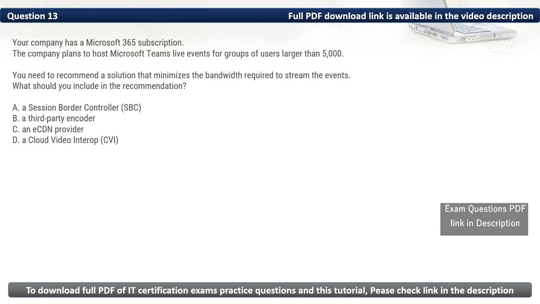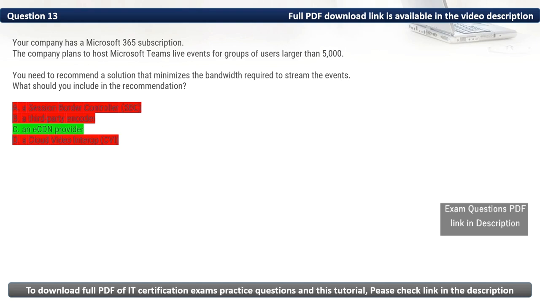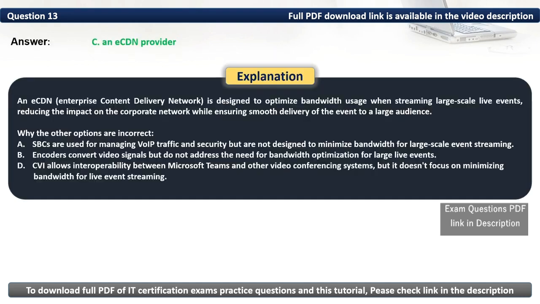Then we have D, a cloud video interop. A CVI allows interoperability between Microsoft Teams and other video conferencing systems, but it does not focus on minimizing bandwidth for live event streaming. Based on this, we should include an eCDN provider in the recommendation. As such, the correct option is C. An eCDN is designed to optimize bandwidth usage when streaming large-scale live events, reducing the impact on the corporate network while ensuring smooth delivery of the event to a large audience.